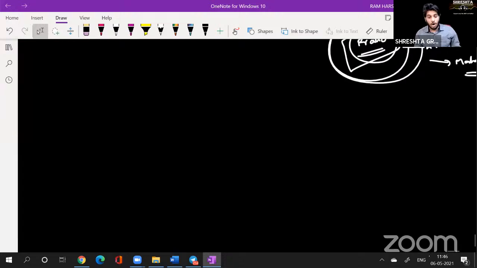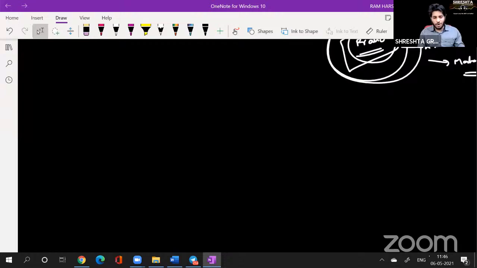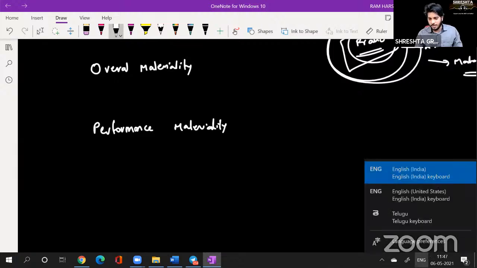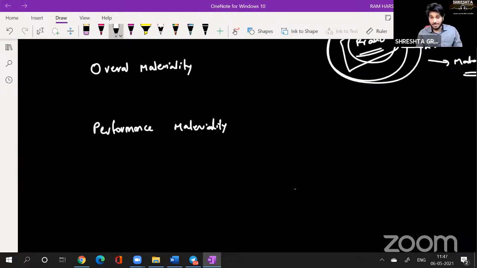Now, how do auditors apply materiality in a real life audit? In real life audit, we will have three levels of materiality. If you look at the standard, it only speaks about two levels: overall materiality and performance materiality. The third one that we introduced in practical life is the triviality level.